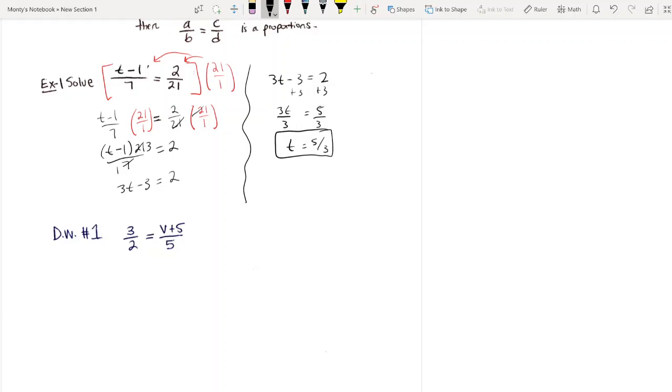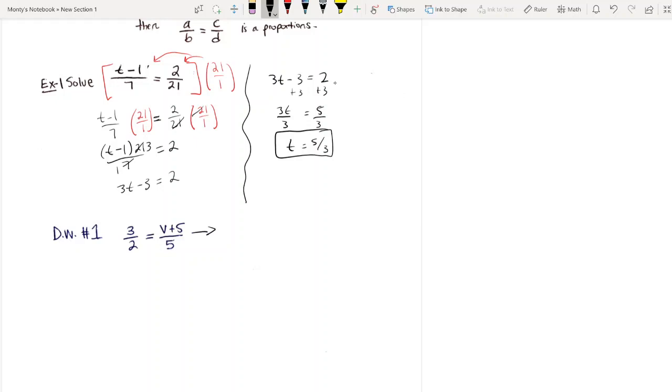Down here, we've got 3 halves is equal to v plus 5 over 5. So again, there's a couple different ways that we can do this. One of the ways is multiplying through by your least common denominator, which in this case would be 10. If you wanted to do it the exact same way as we did above, multiply through by 10, and that is how you would do that. But let's look at a different method. Same method as above, it's just a little bit different.